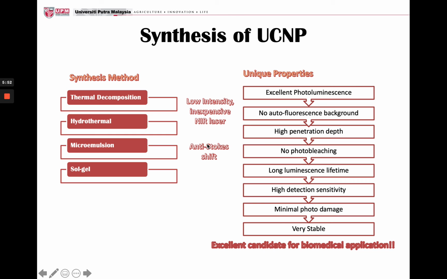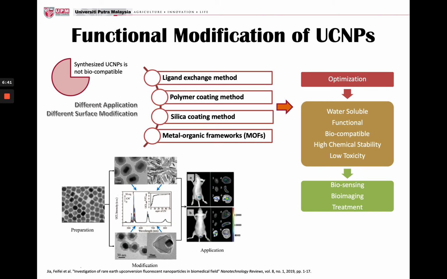Okay, bear in mind, for this whole process, normal fluorophores such as quantum dots use the Stokes shift. The UCNP, on the other hand, uses anti-Stokes, where the emission energy is higher than the absorbed energy. These unique properties make the UCNP an excellent candidate for biomedical application.